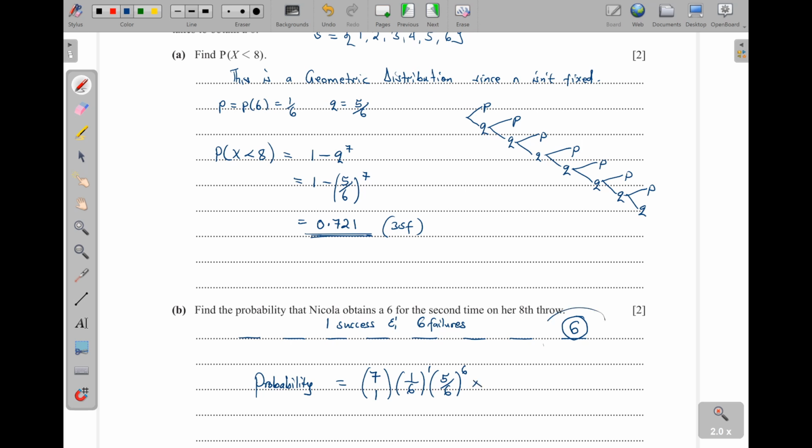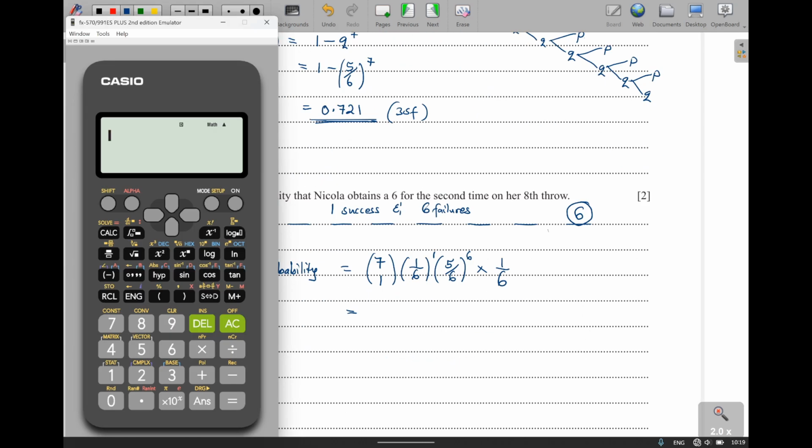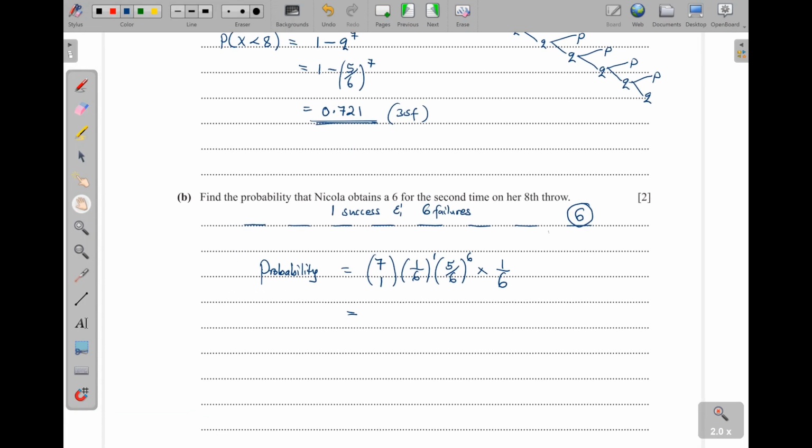And then I will multiply by the probability of getting a 6 on the 8th throw, so that is 1 over 6. So all of this together, when we put in the calculator, what do we get? 7 combination 1 is 7, then times 1 over 6 to the power 2, because there is the last one and this one in the binomial, then times 5 over 6 to the power 6. Altogether, that is 0.0651.